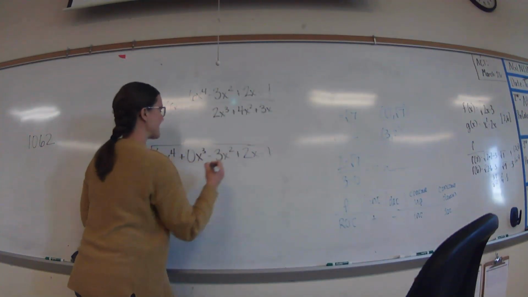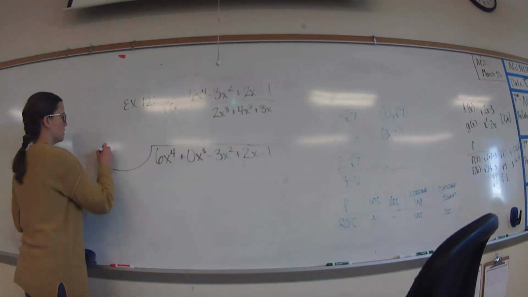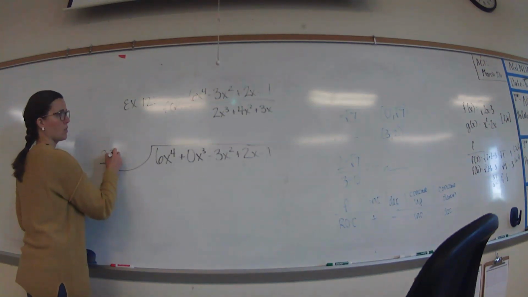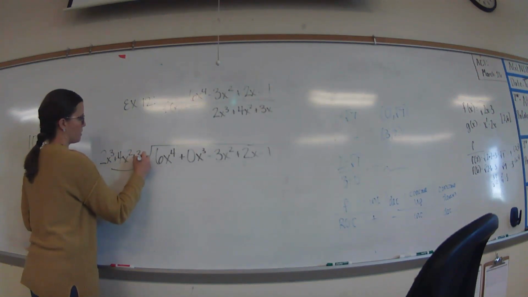So if you are missing a term, whenever you have it in standard form in that descending order, put a 0, whatever variable you have there, so you can keep everything lined up. And then over here, we've got 2x to the 3rd plus 4x squared plus 3x.